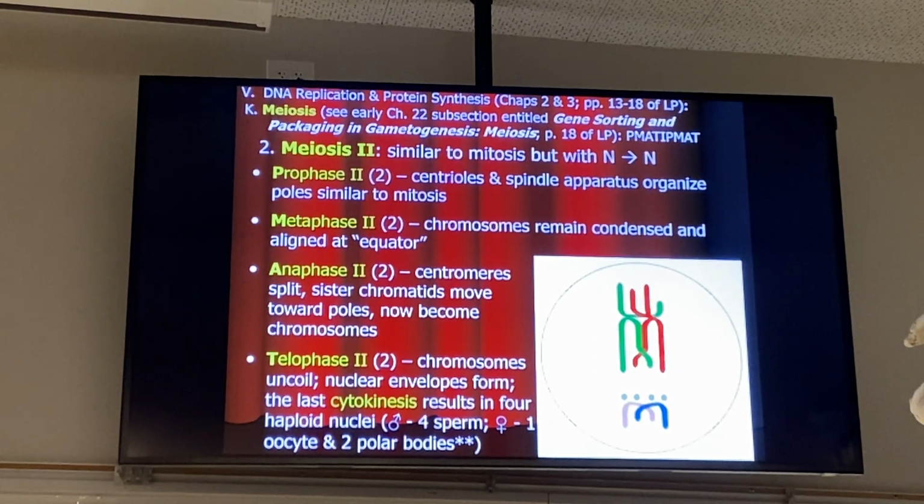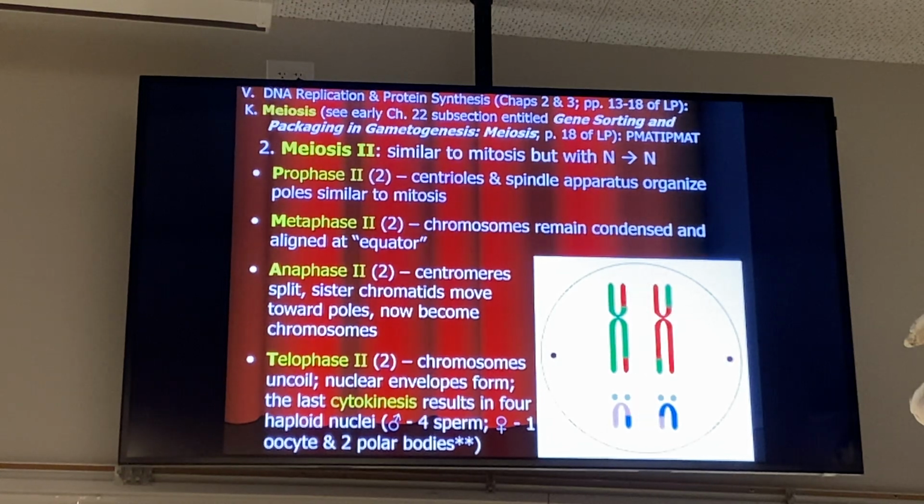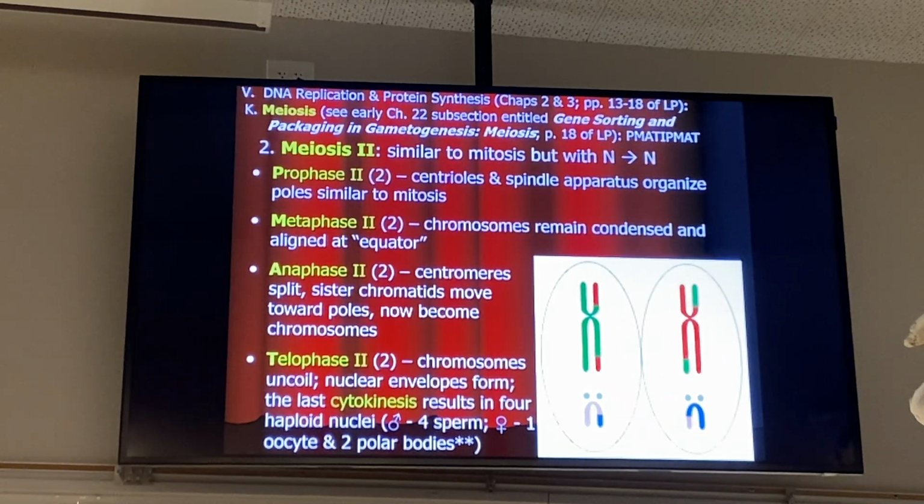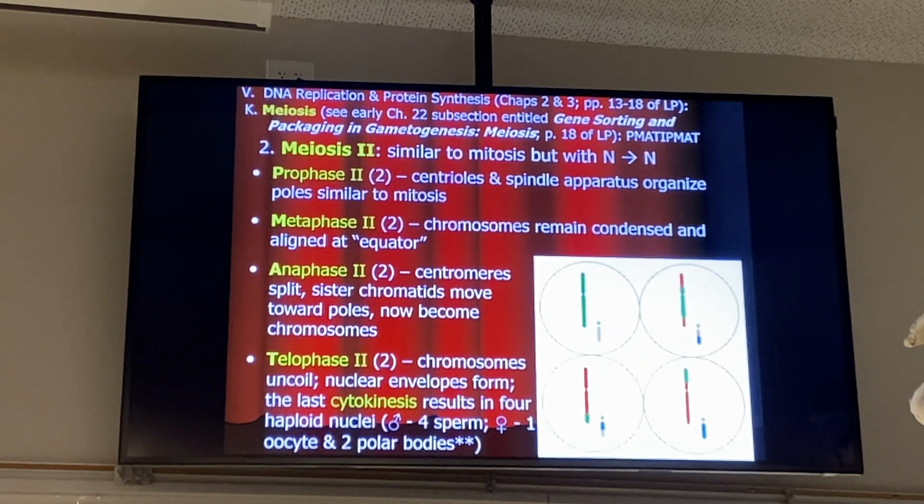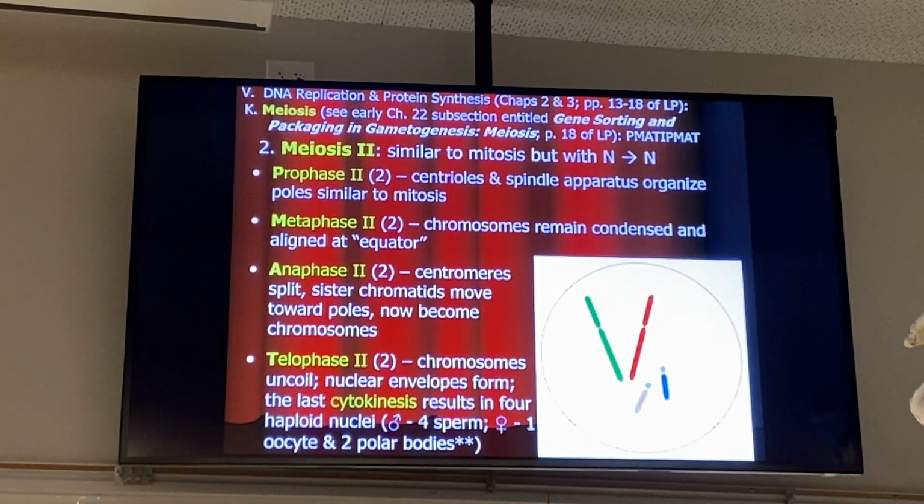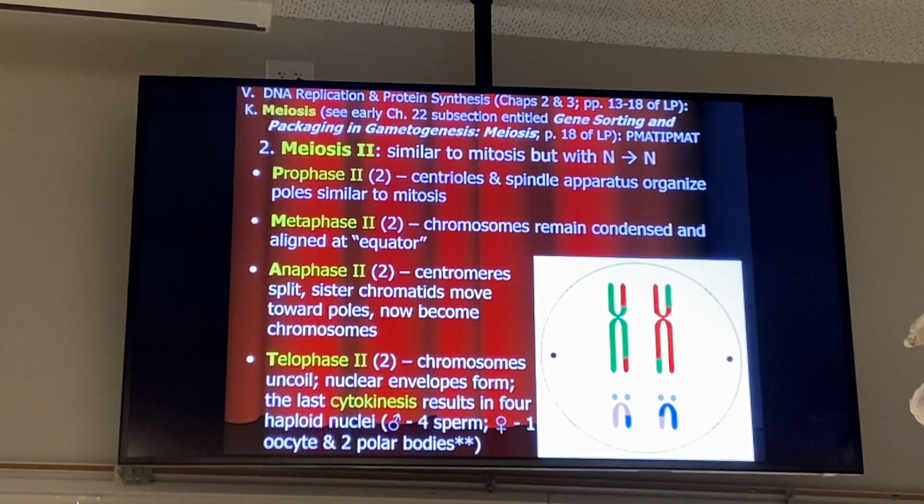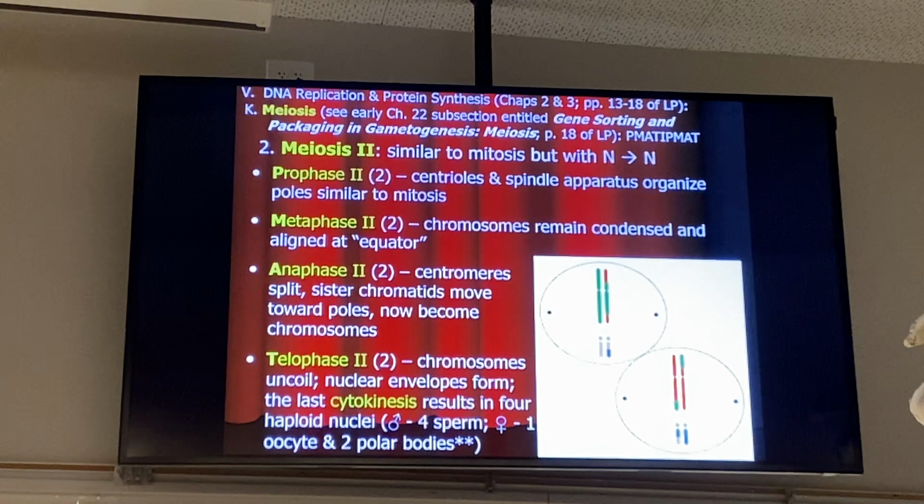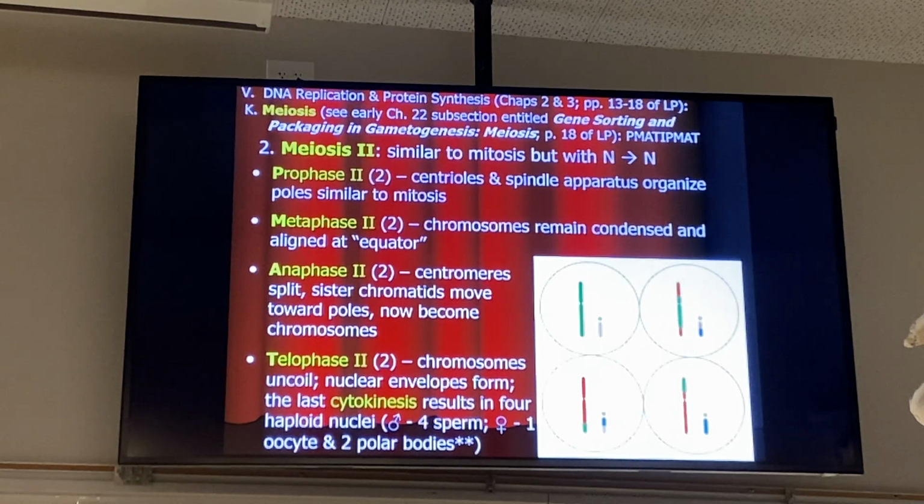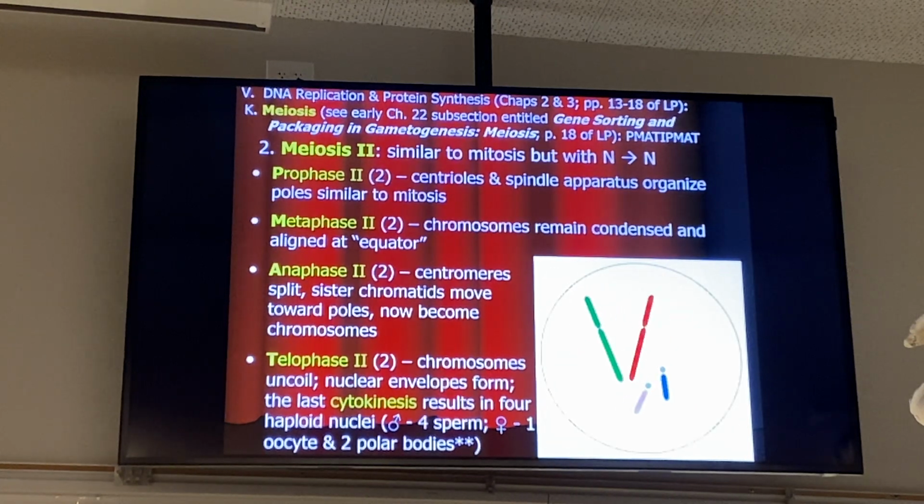Notice that when 1 goes to 2, X's stay X's. But when 2 go to 4, the X's become lines. Meiosis one, X's stay X's. Here's a crossing over. Boom, they stay X's. When it goes from 2 to 4, X's become lines. Crazy. Just as I explained.